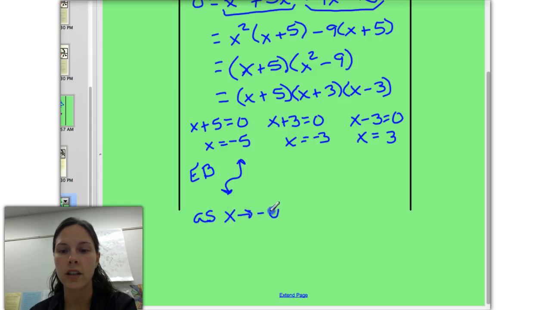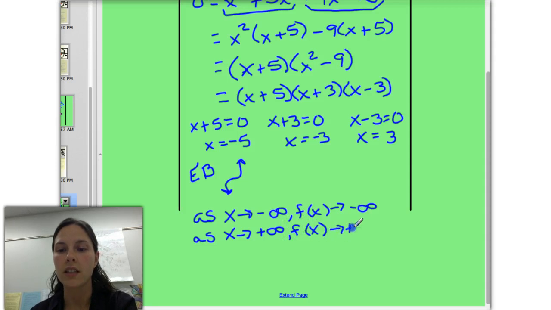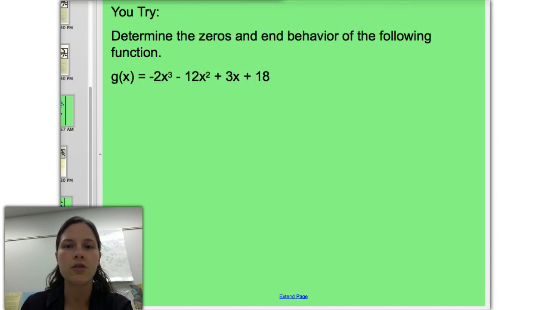approaches negative infinity, so that's off to the left, our graph is decreasing. So the function f of x will approach negative infinity as well. And then as x approaches positive infinity off to the right, our graph is increasing. So f of x, the y values of the function, are approaching positive infinity as well. And here's your U-Try question.